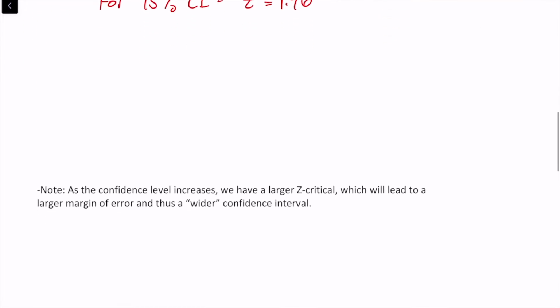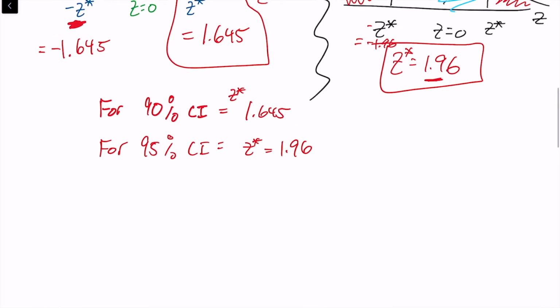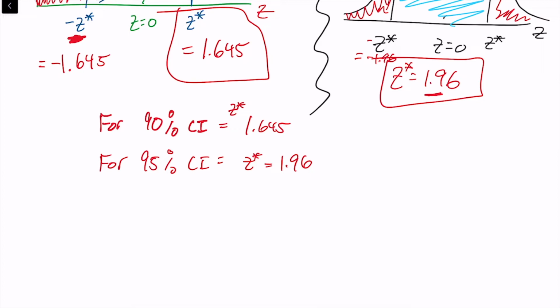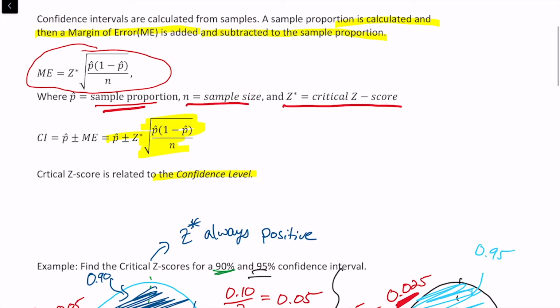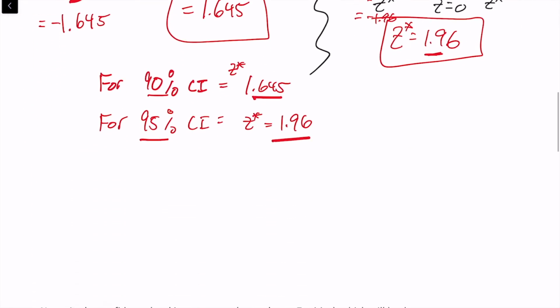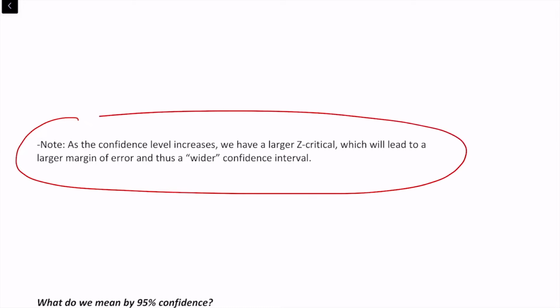Okay, so now we know that we have these different critical z-scores. Notice that as our confidence increases, our z-score gets a little larger. Well, what is that going to do in terms of the margin of error? Well, remember the margin of error is based on that z-score. So the larger our confidence level, the larger our margin of error, which means that we will have a wider confidence interval. Very important note right here.